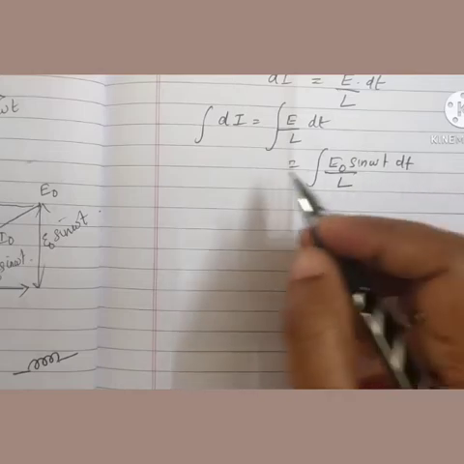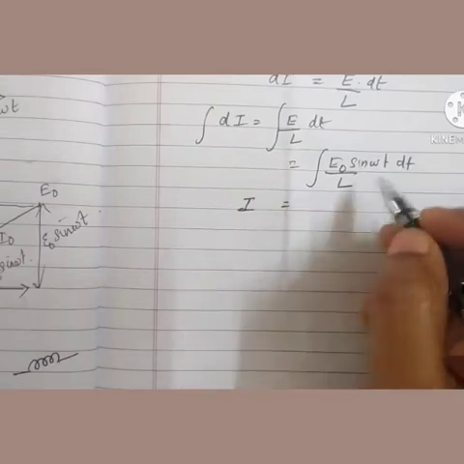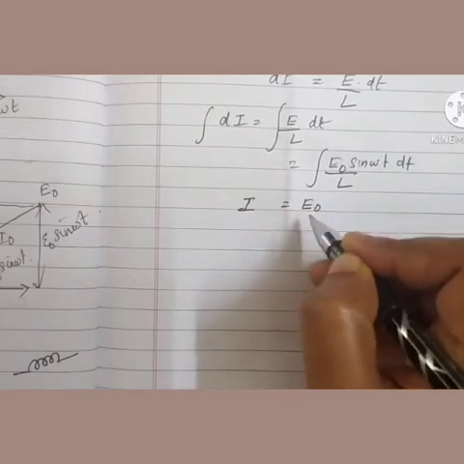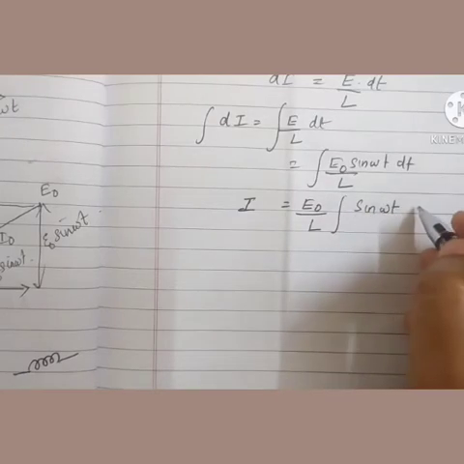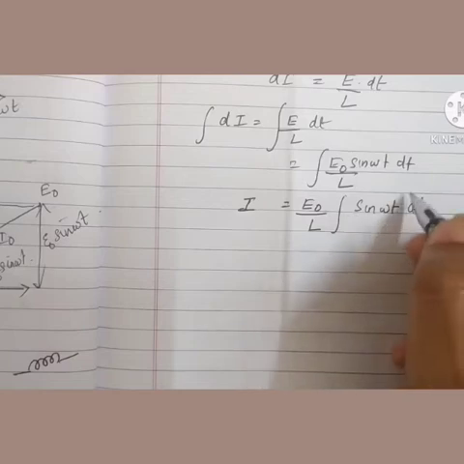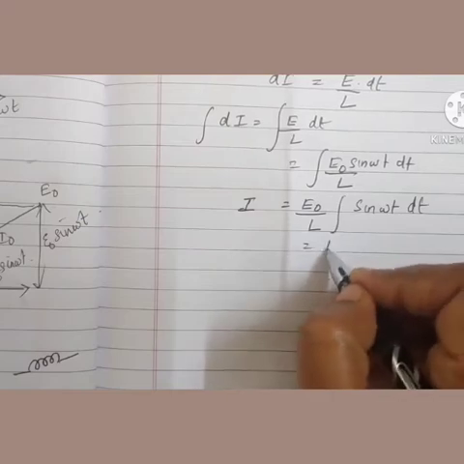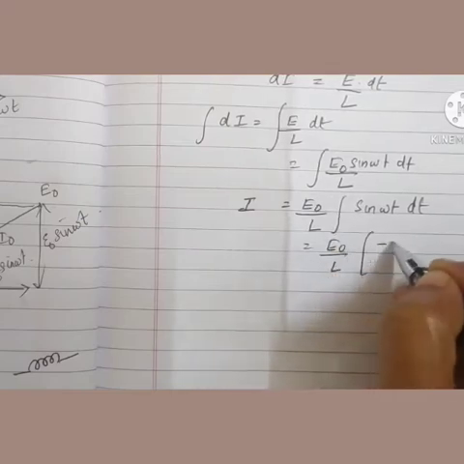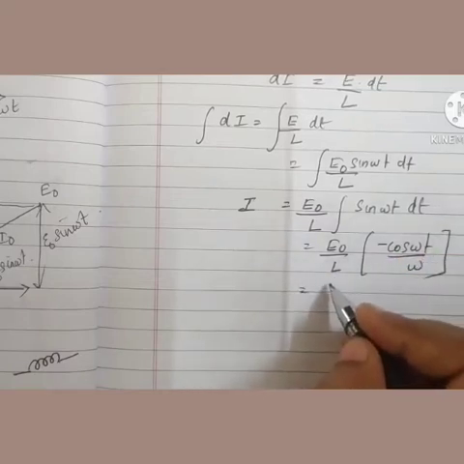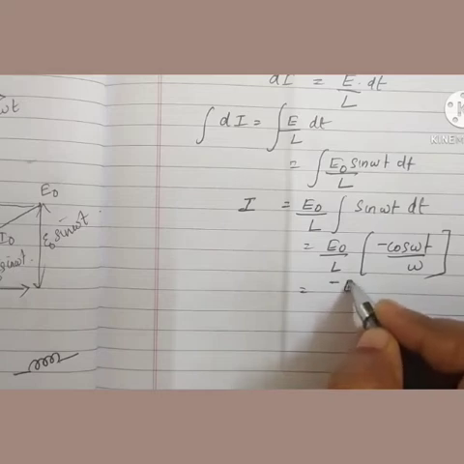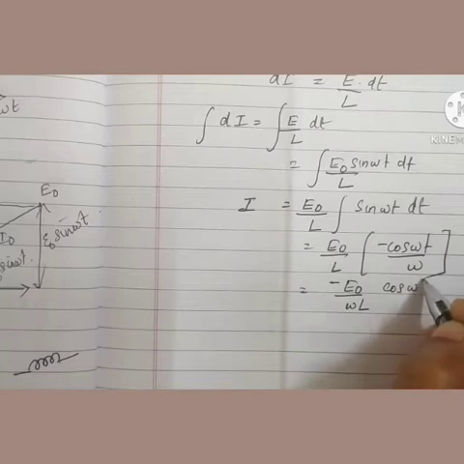Now from this, what is di? Integral of di is I, right? The constants you can take outside. It is E naught by L times the integral of sin omega t dt. What is the integral of sin omega t? It is minus cos omega t by omega. Therefore, E naught by L into minus cos omega t divided by omega, or you can write it as minus E naught by omega L into cos omega t.